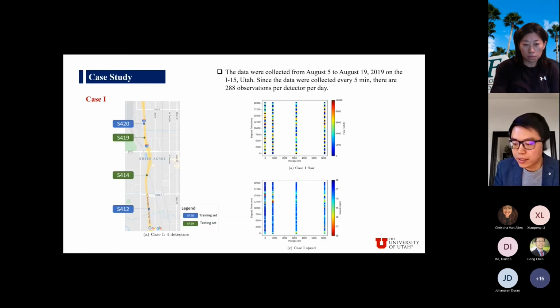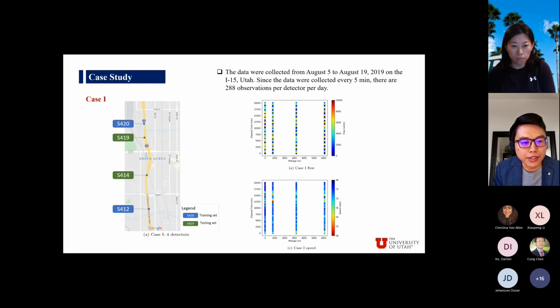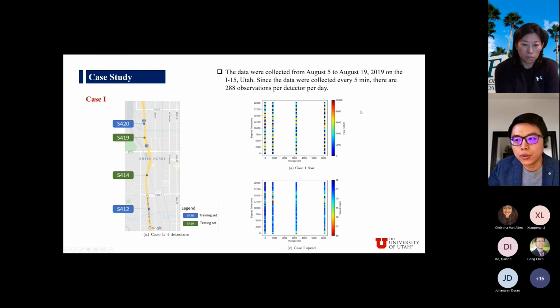Okay, so those are the general concepts. I would like to use a couple of case studies to explain the model performance. For the first case, the data was collected from four detectors on the I-15 freeway in the state of Utah. The data was collected every 5 minutes, and that includes speed and flow. There are 288 observations per detector per day.